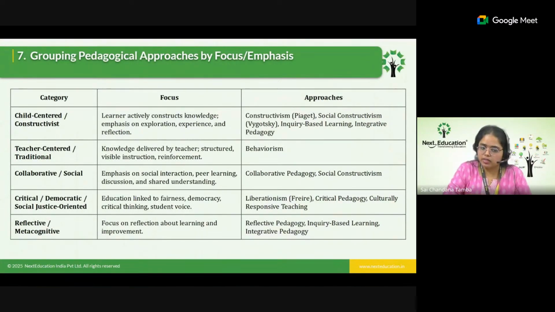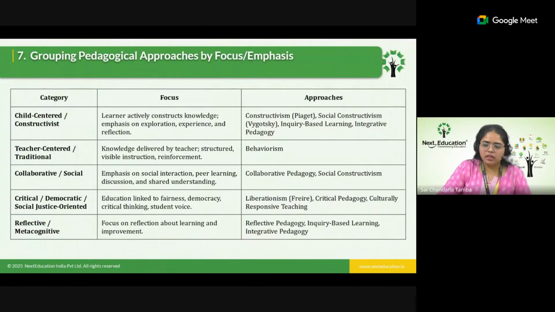For example, when you say child centered, you have various approaches which we have seen, like constructivism, social constructivism, inquiry based learning, integrative pedagogy. All these are child centered. Then comes teacher centered, which is the traditional one, behaviorism, which we saw at the start of the session. Then collaborative or social, where we have collaborative pedagogy and social constructivism. Then critical or democratic or social justice oriented, we have liberationalism, critical pedagogy, and culturally responsive teaching. Then reflective, we have reflective pedagogy, inquiry based learning, and integrative pedagogy.